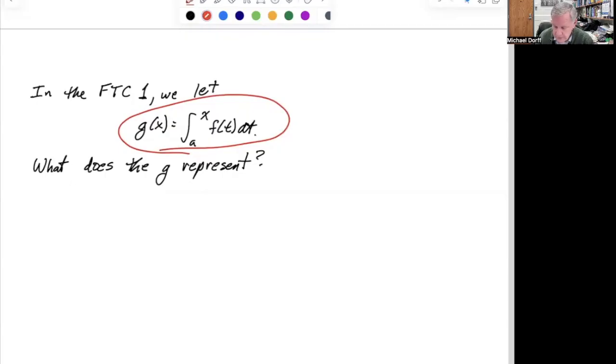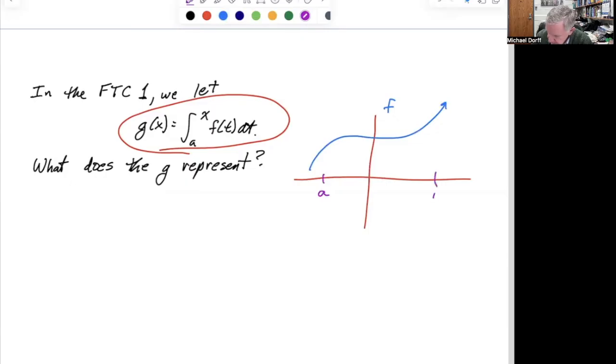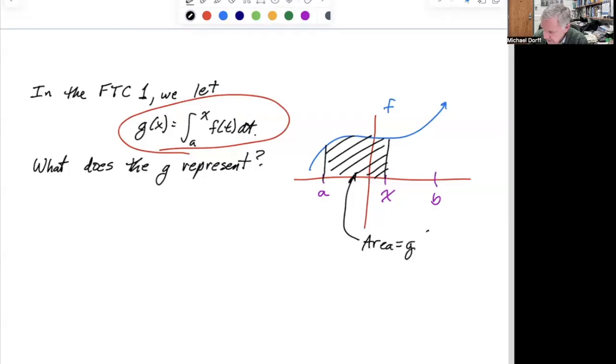Just as a review, I mentioned this earlier, but what does that g represent? Well, if I have my function here, and this is my f, and I'm going from a to b, and x is some number in between there, then what I get for g is this area. So that area under the curve equals g of x.